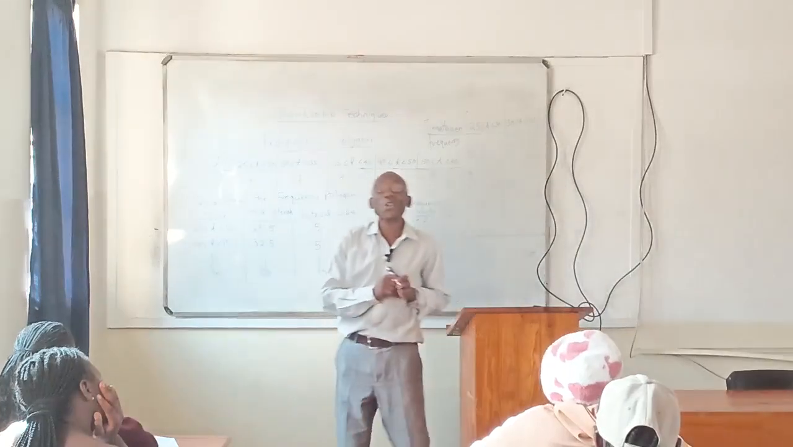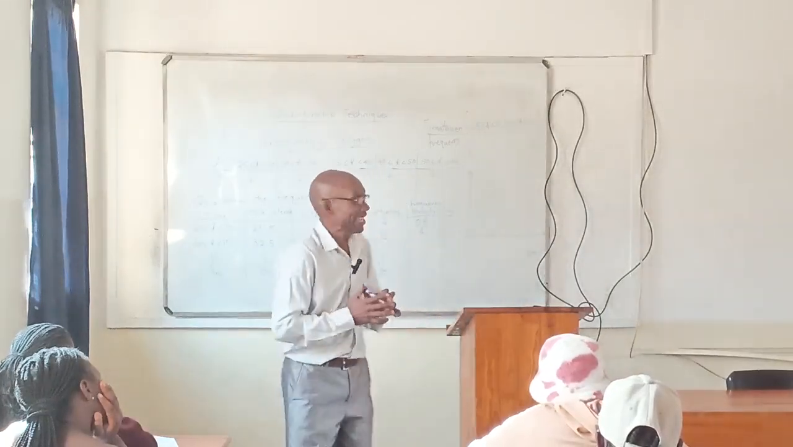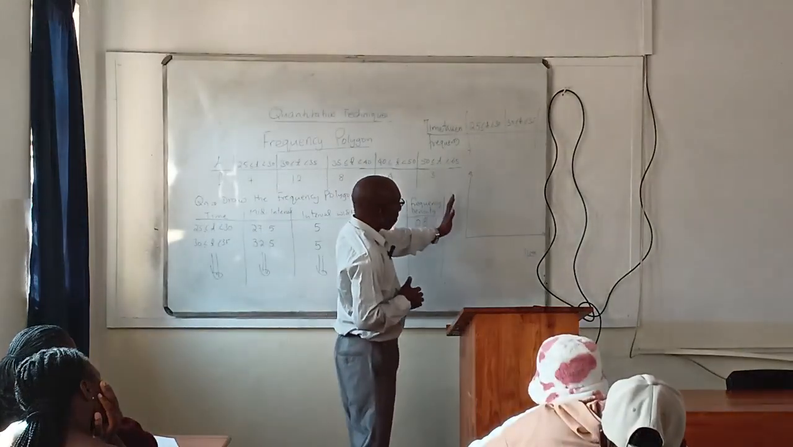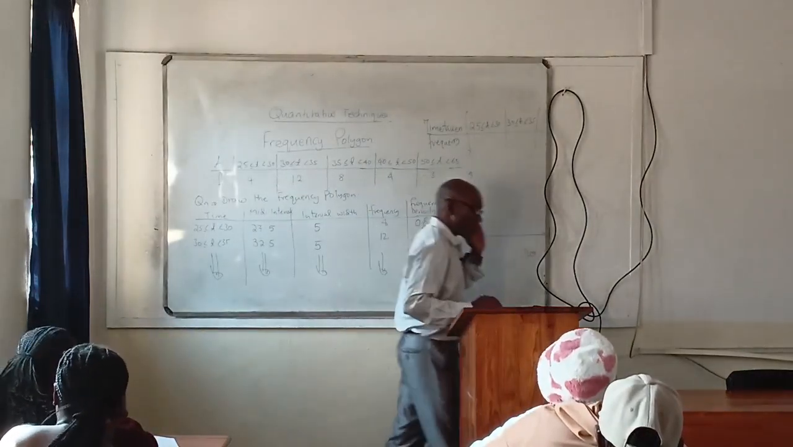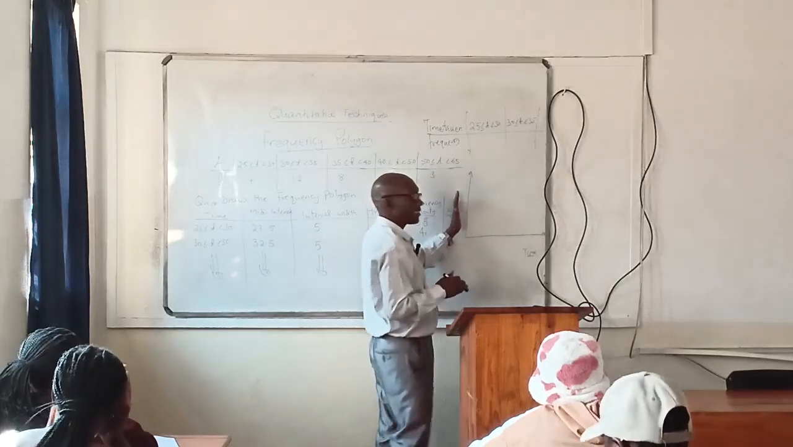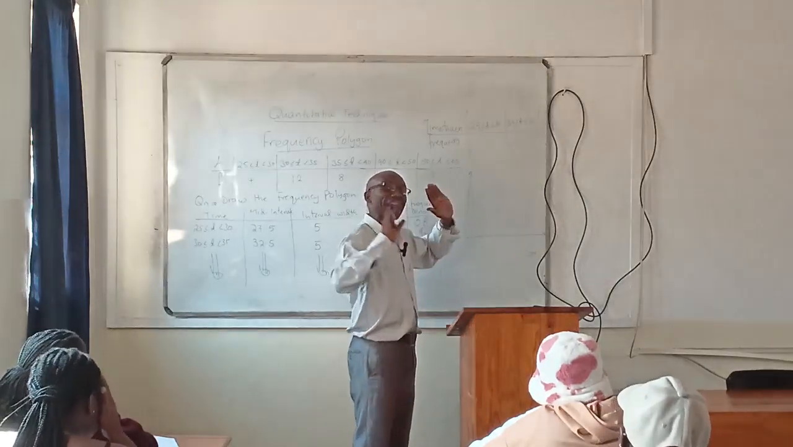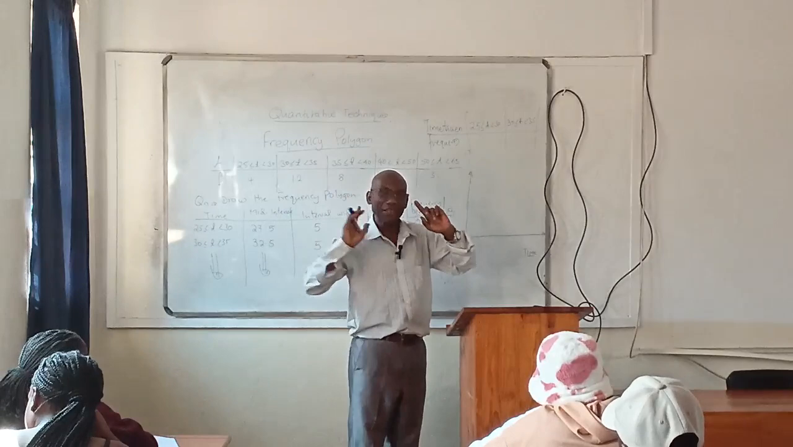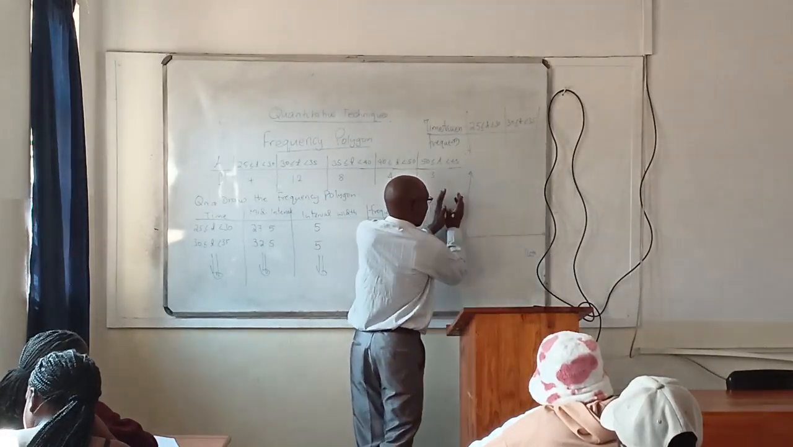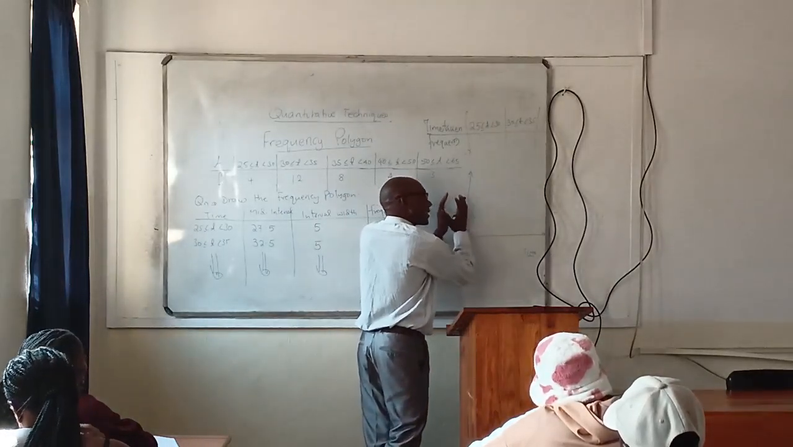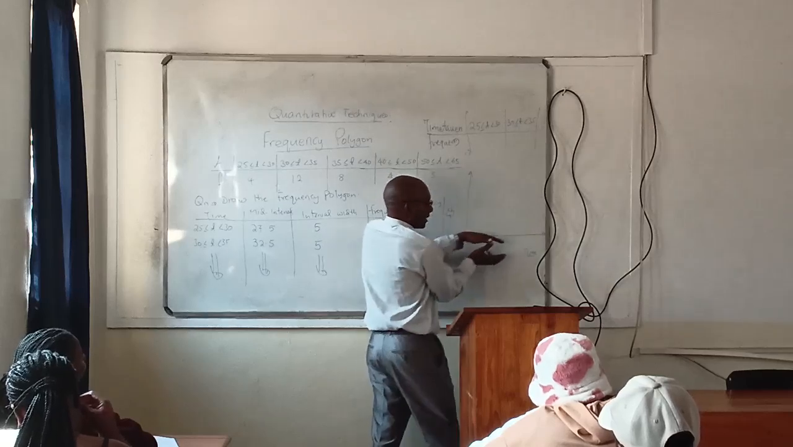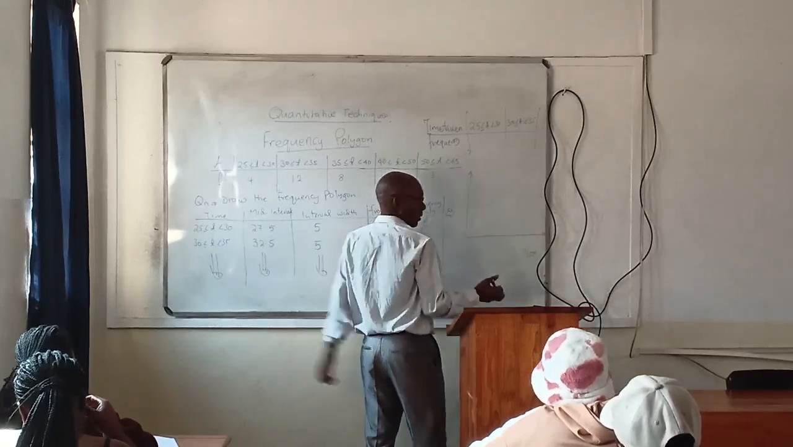Always, whether it is frequency or frequency density, it should be on this side. Any graph you are drawing, frequency should be on this side, whether frequency density, this side. But here, it is the time that we are talking about.